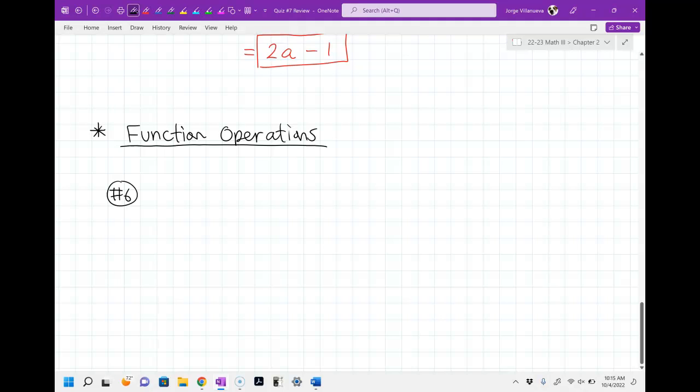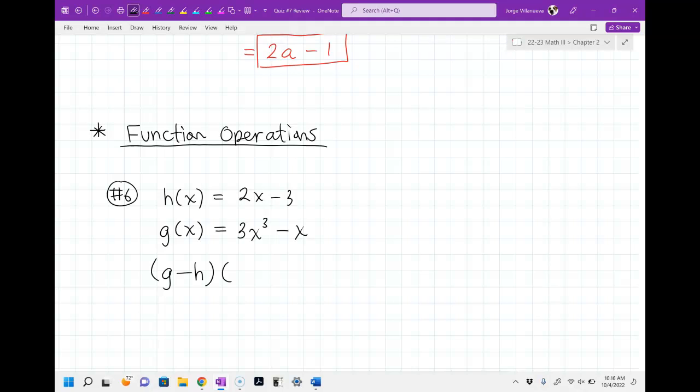Okay, so here's a subtraction. We're going to say h of x is equal to 2x minus 3, and g of x will be, well, let's try 3x cubed minus x right here. Okay, and I'm going to find g minus h of x. I want to find g minus h of x.